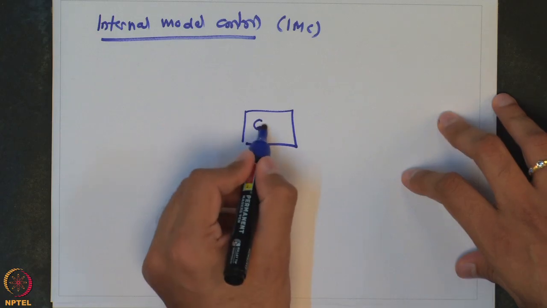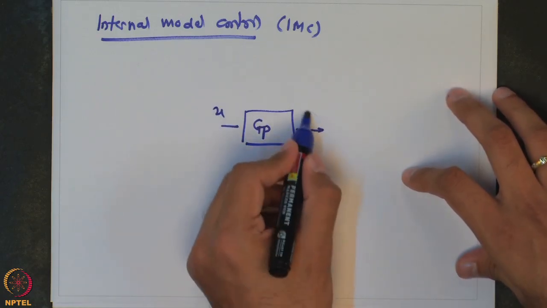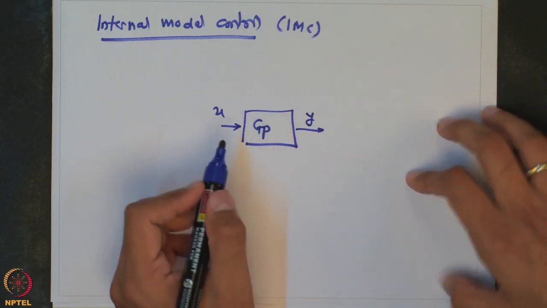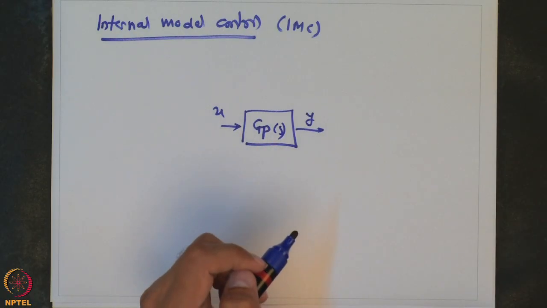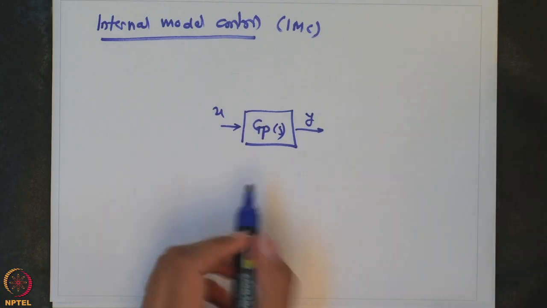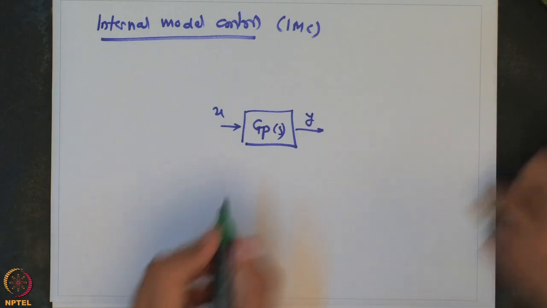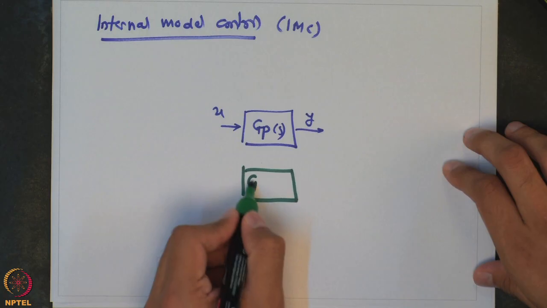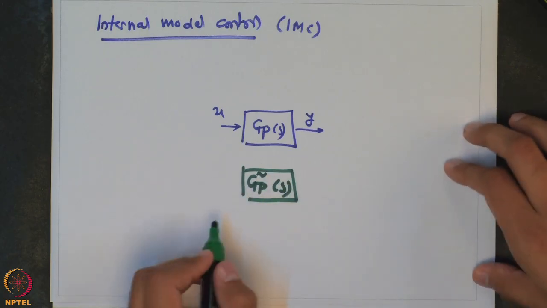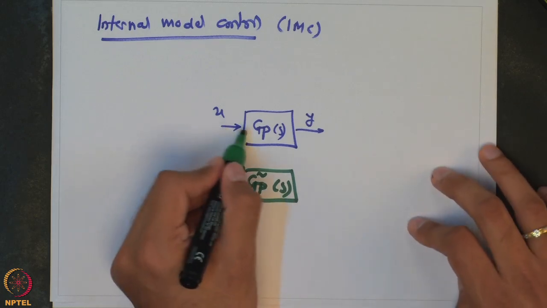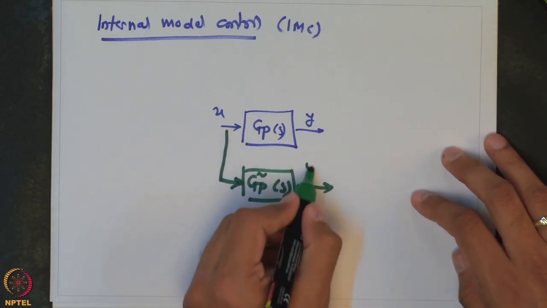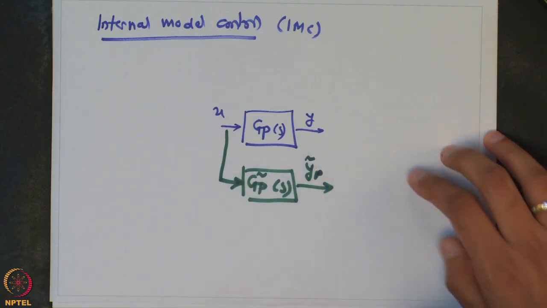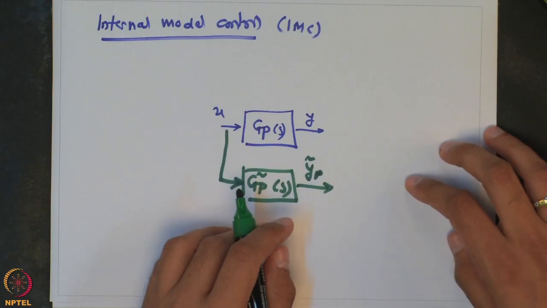So, what you do is, let us say this is your process GP, which goes from u to y, and this GP is the actual process. You may have the transfer function for it, or you may not, but what you can have is a representation of the process. So, let us say you have a model of the process, we will call it GP tilde s. So, whenever you give some input to the process, you compute what would have been the output if this was the model of the process.